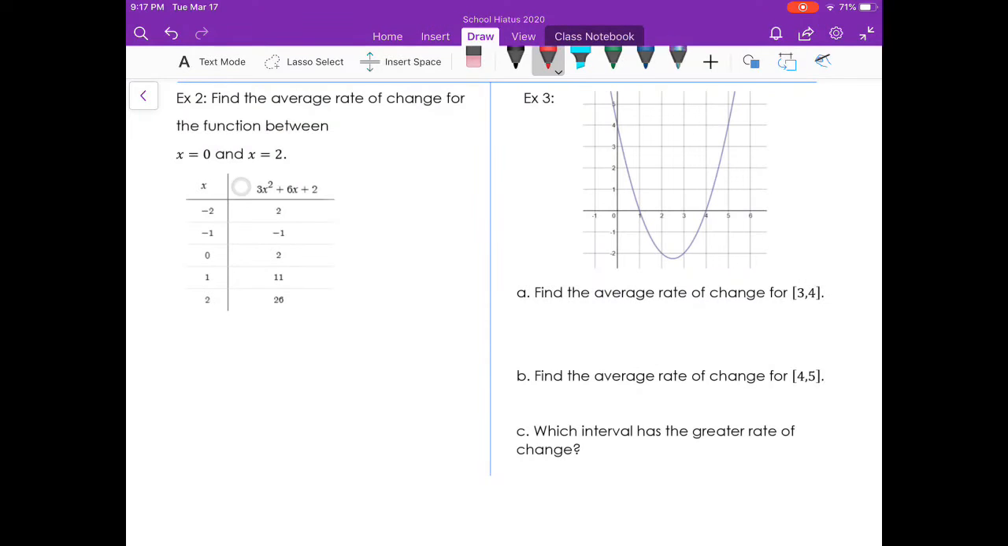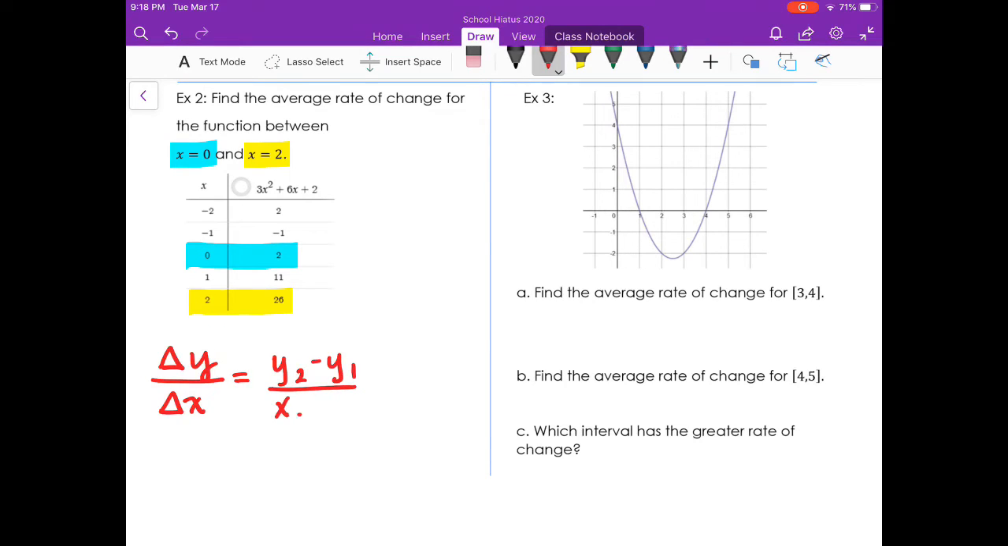In example 2, we'll find the average rate of change for the function between x equals 0 and x equals 2. We'll identify the point where the x-coordinate is 0 at (0, 2), and then we'll identify the point where the x-coordinate is 2 at (2, 26). Then we'll determine the change in the y values and the change in the x values and write our ratio for the average rate of change.